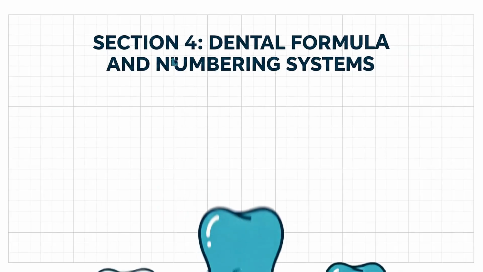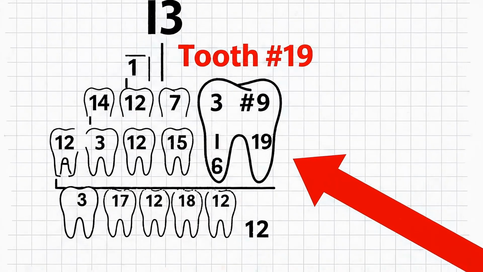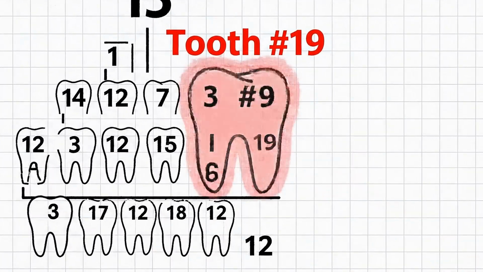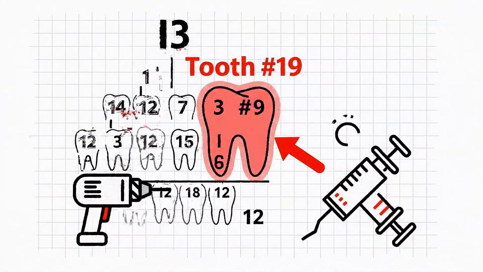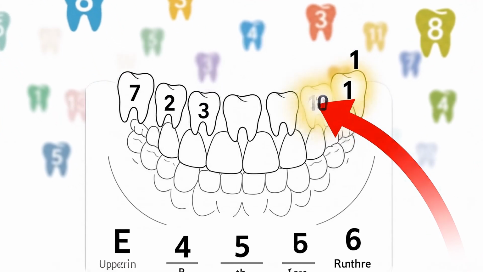Section 4. Dental formula and numbering systems. Ever heard your dentist say, number 19 needs a filling, and wondered what that means? Let's decode the numbering systems. Universal numbering system, most common in the US.